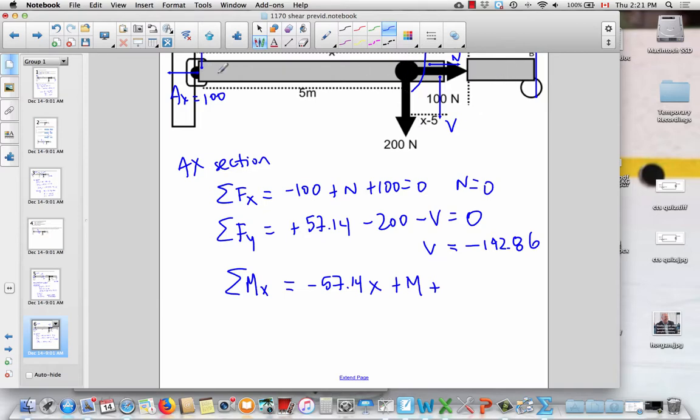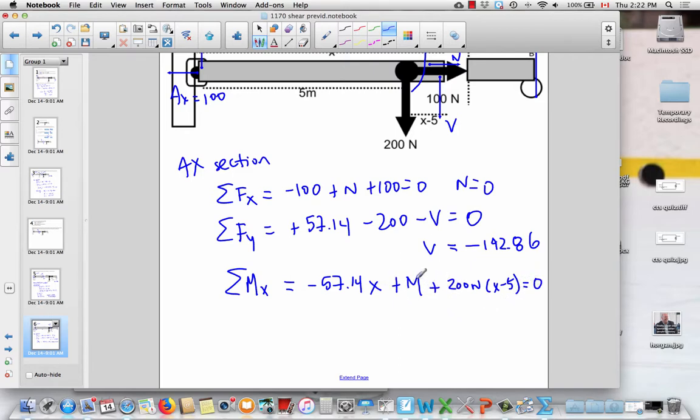Now, X is the distance to the section, 5 is the distance to this point load. So this distance here is X minus 5. So the 200 Newton force gives us a positive moment about X. And it acts a distance X minus 5 away from the section.